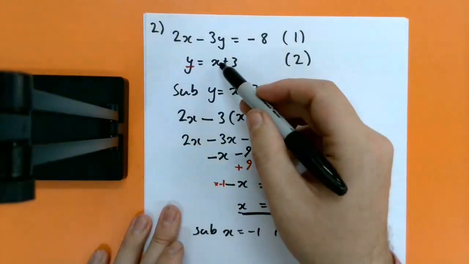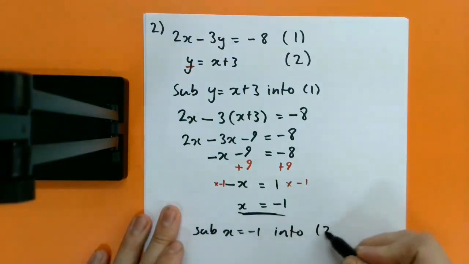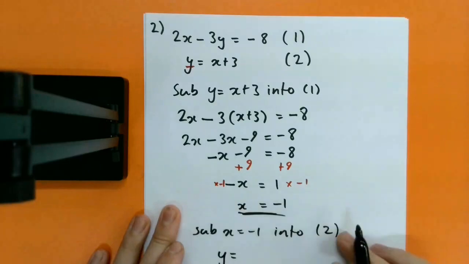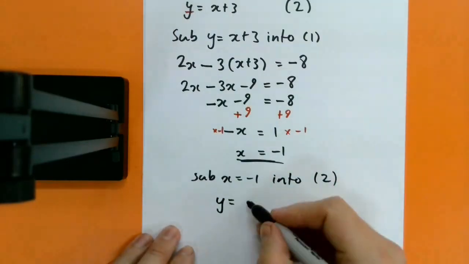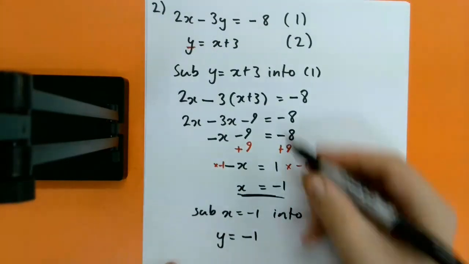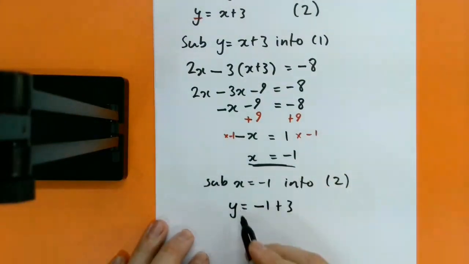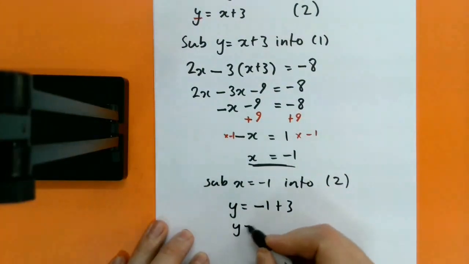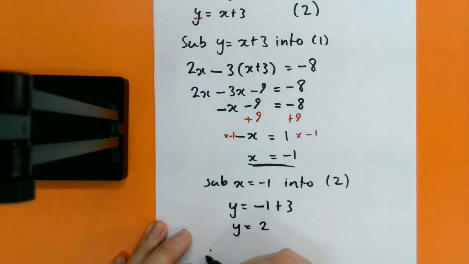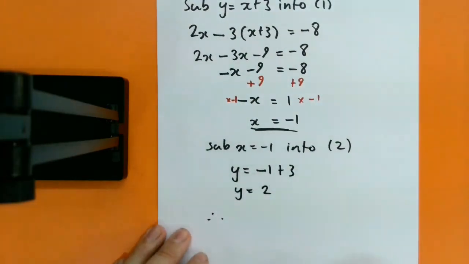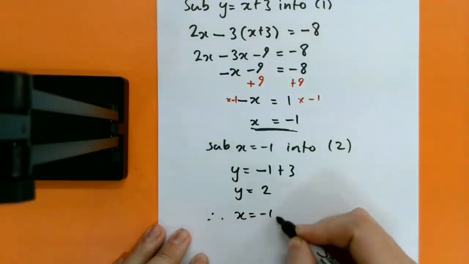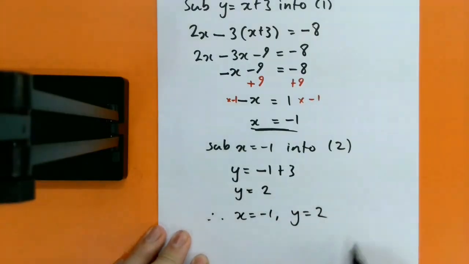So wherever we see an x in the second equation, we're just going to replace it with a negative 1. So y is equal to minus 1, just replacing that x, plus 3. And negative 1 plus 3 means y is equal to 2. So our solution to this question is x equals minus 1 and y equals 2.